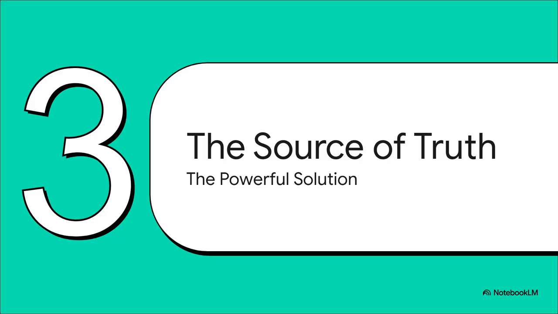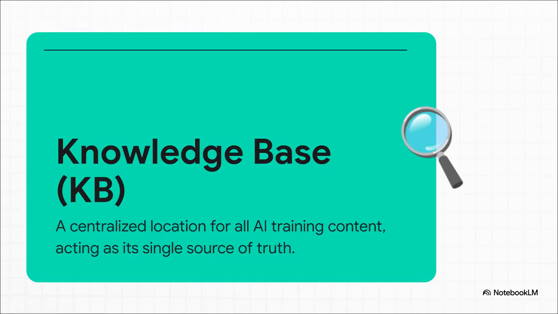Okay, so that's the problem, but the good news is there is a really clear, really powerful solution to all this chaos. The key is to stop thinking of your training data as a random pile of files and instead build a single source of truth. And that solution is to put everything into one place, a centralized knowledge base, or KB.